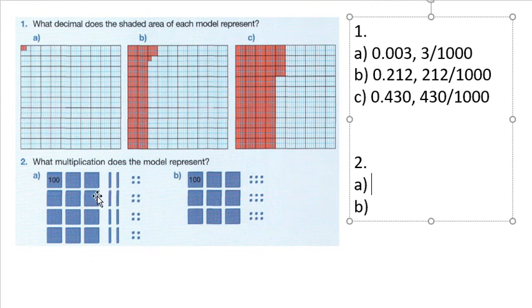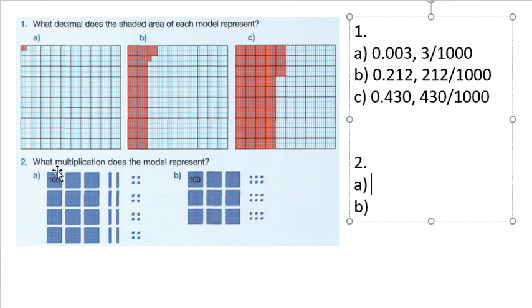That has nothing to do with the question we're being asked for number 2, but we do it subconsciously. We do it automatically. Number 2 is asking, what multiplication does the model represent? Here's our model right here. However, the 1 would be this one small square here. That's my 1. And I know that because this larger square has been labeled as a 100.